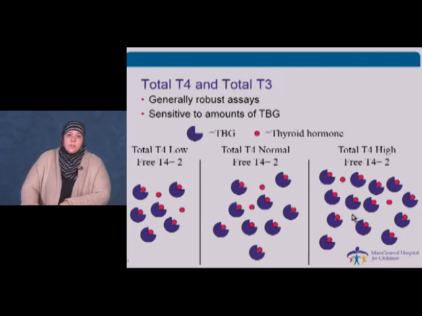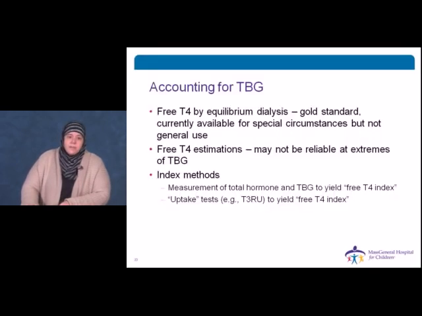So to get around this problem of thyroid binding globulin, what we typically do is we measure free T4. Now, the gold standard for measurement is free T4 by equilibrium dialysis, but this is expensive and time-consuming, and it's typically not available for usual circumstances. So most of our labs provide free T4 estimations.